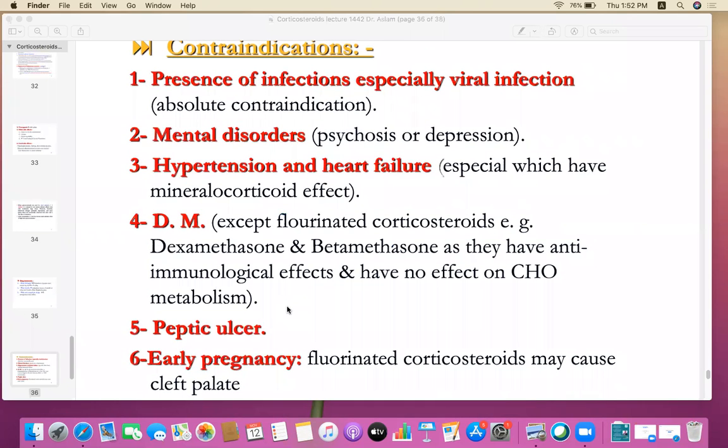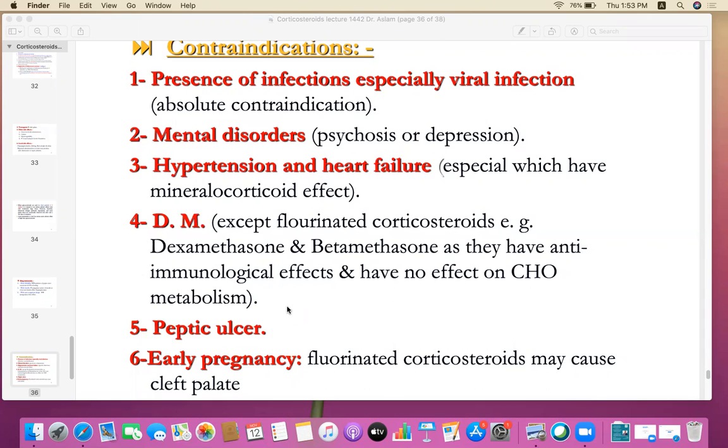And these are the contraindications where corticosteroids should not be given: presence of infection, especially viral infection. It will mask the viral infection. It will increase the healing time. Mental disorder, hypertension, and heart failure, because it causes hypernatremia. It will increase the hypertension. Diabetes mellitus.